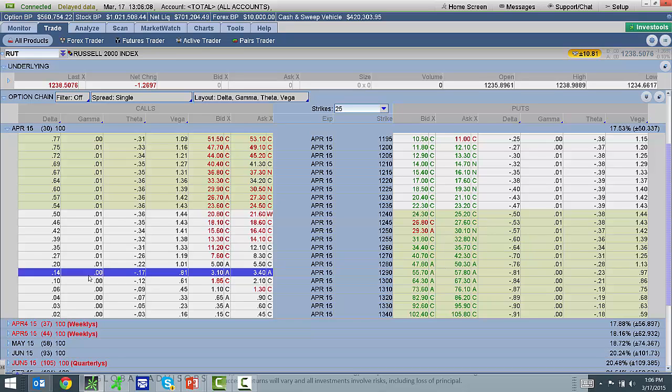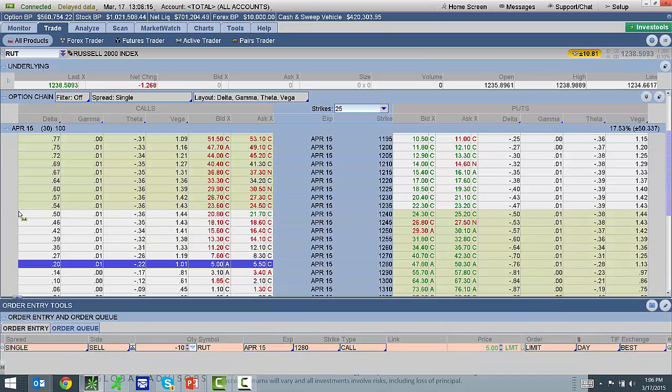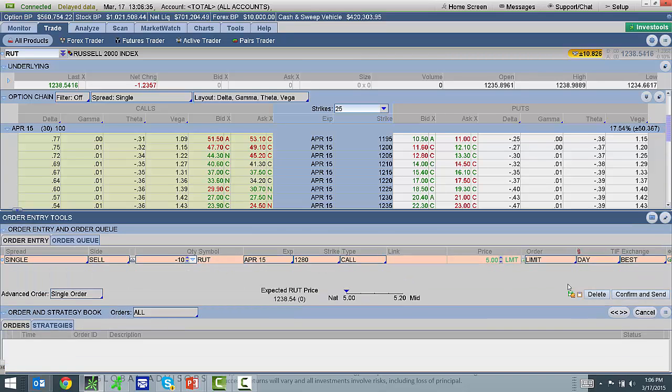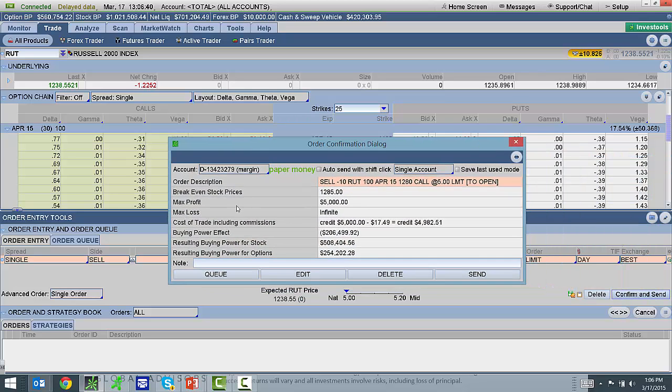And so in this case, let's stick with the 1290. Actually, just for example purposes, let's go 0.2. Let's sell the 1280. If we're selling the 1280, we could sell that by itself, but then of course we would be obligated and have no protection and be unlimited risk. In fact, if I were to sell that and it brings up this little box here, and I hit confirm and send, it says max loss infinite. That's bad.